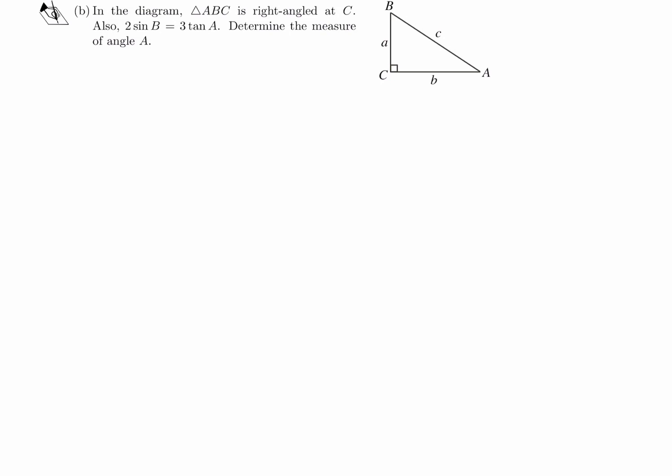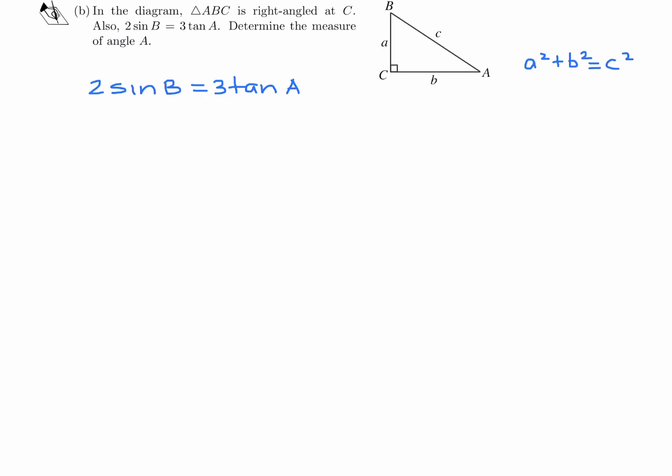In the diagram, ABC is right angled at C. Also, 2 sine B is equal to 3 tan A. Determine the measure of angle A. Well, immediately you can deduce that A squared plus B squared is equal to C squared, since that is a right angle, using Pythagoras. And then they give us this important clue that 2 sine B is equal to 3 tan A.